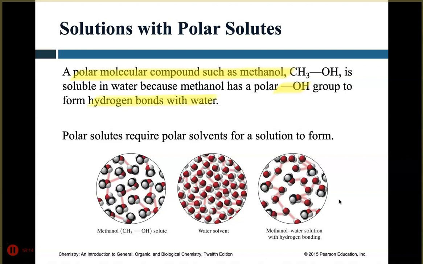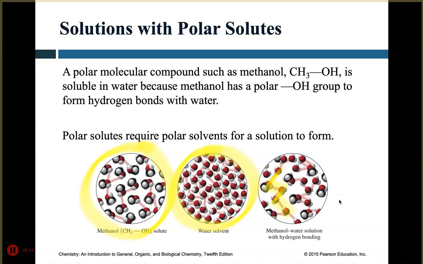So we look at them as separate compounds. Imagine having pure methanol and then pure water. And now let's take a look at what happens when we mix them together. So here we can see, well, there's a molecule of water, there's a molecule of methanol, and what do we see between them? Well, they're forming a hydrogen bond.